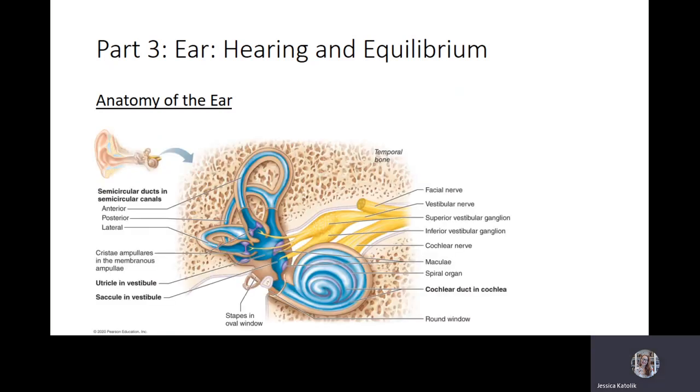Here it is a little bit larger. In this image, the bony color is the bony labyrinth over here. And in blue, you'll see the membranous labyrinth traveling through.